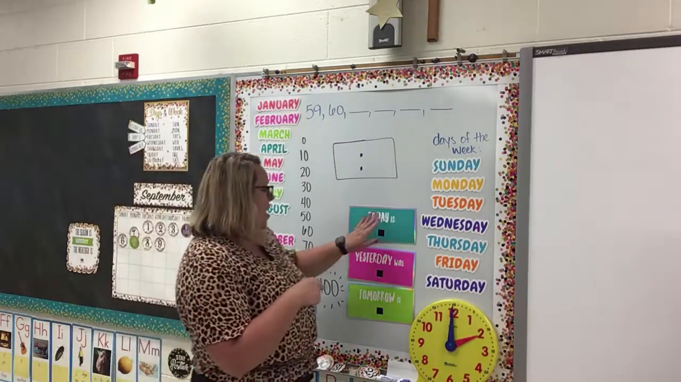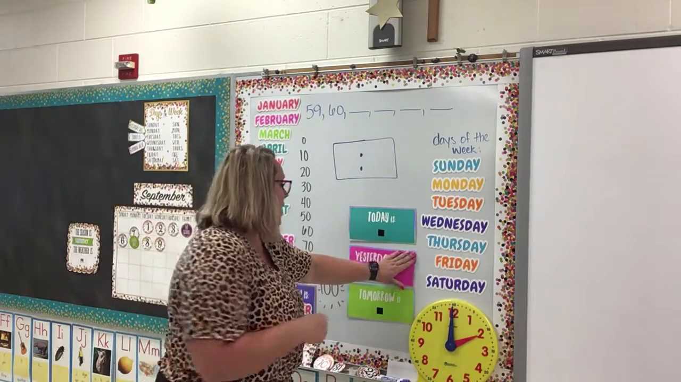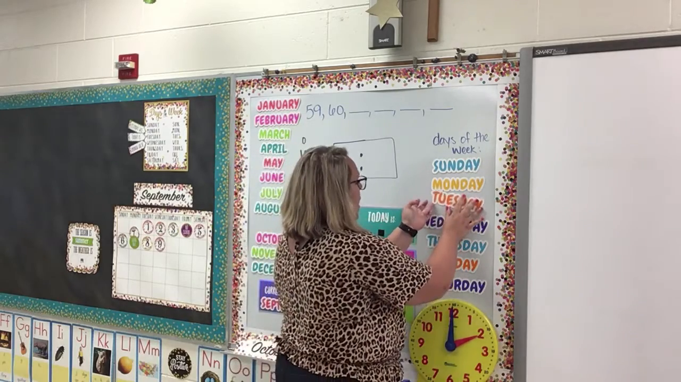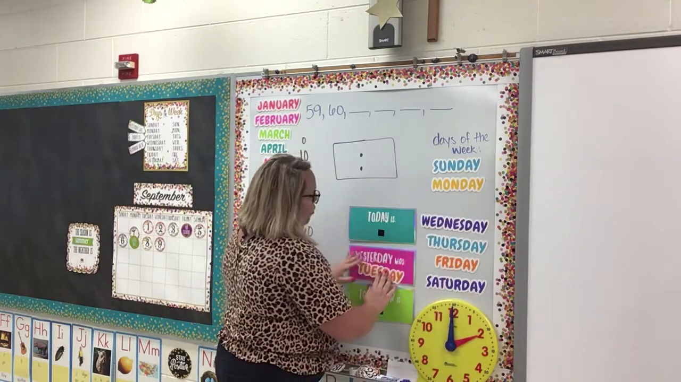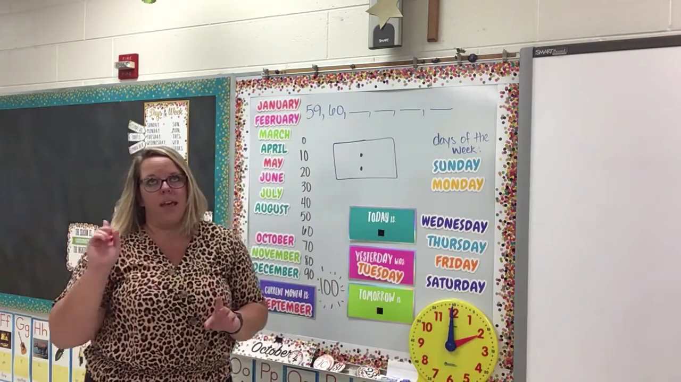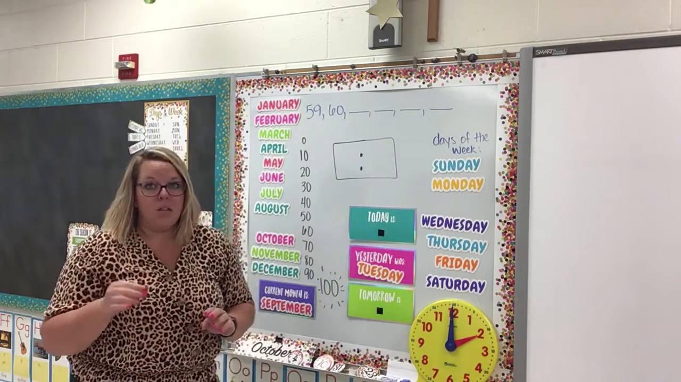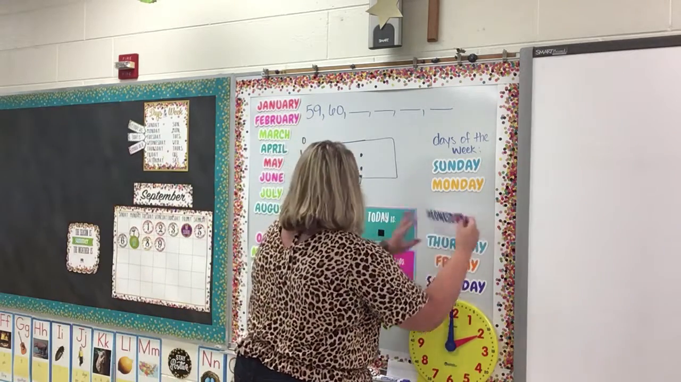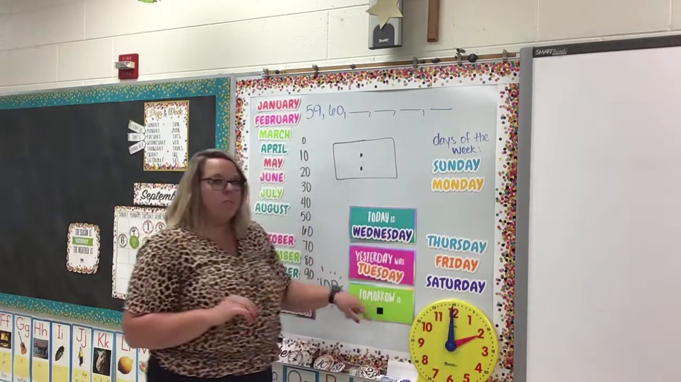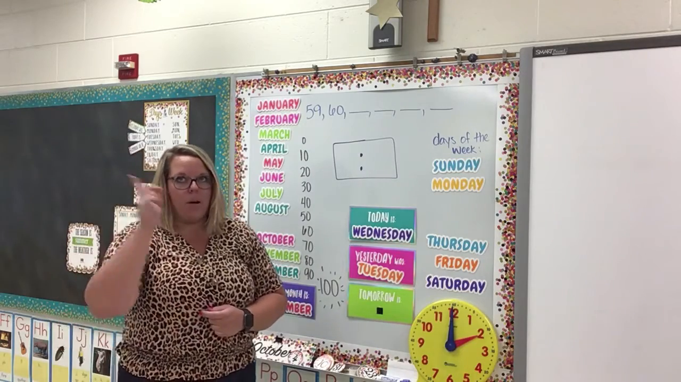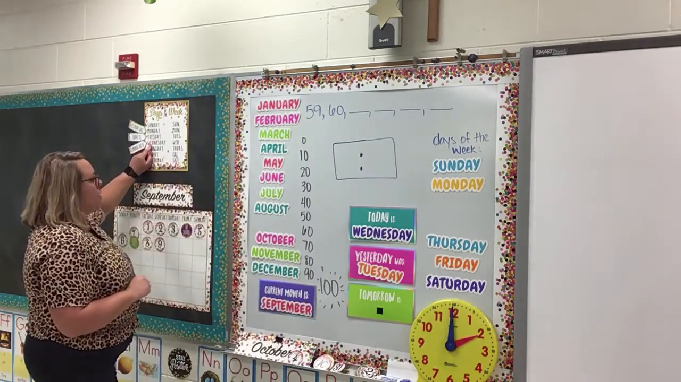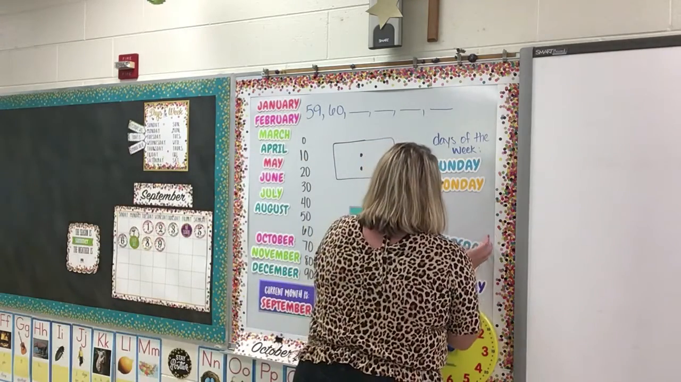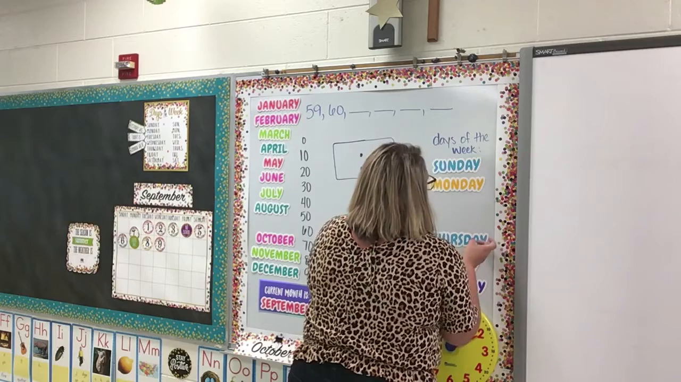All right, friends, let's go ahead and take a look. I'm going to tell you already that yesterday was Tuesday. So what is today? What comes after Tuesday? Sunday, Monday, Tuesday, Wednesday. Wednesday is today, and what will tomorrow be? Today is Wednesday. What comes right after Wednesday? After Wednesday comes Thursday. So tomorrow will be Thursday.